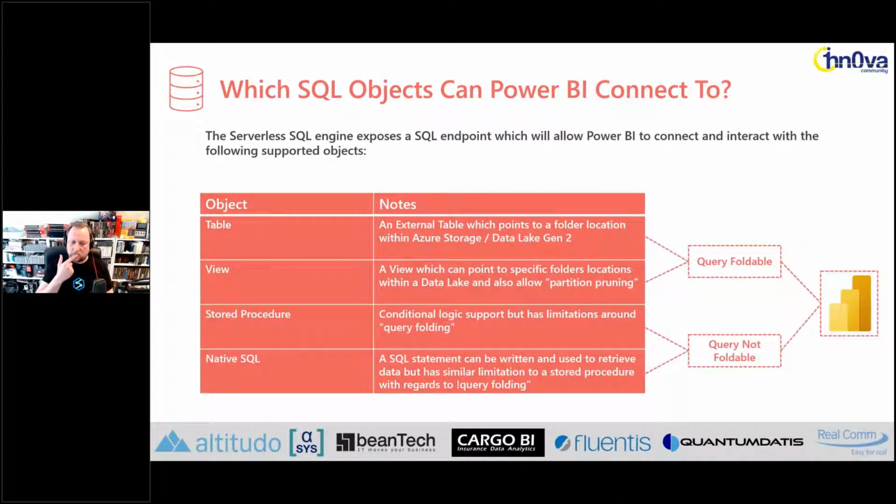So what objects can we connect to in Serverless SQL? Because we can connect using the SQL endpoint, what are we able to see? What are we able to trigger? So we've got four main objects that we can trigger. We've got tables and views, stored procedures, and native SQL. Okay, so we've got support for those four objects.